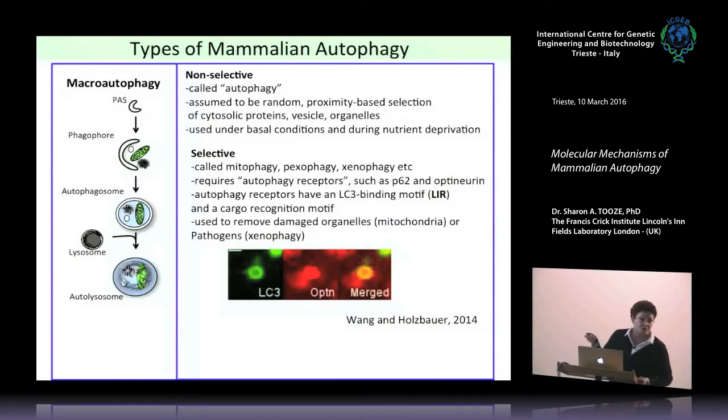There's also pexophagy, which is removal of damaged peroxisomes, and xenophagy, which is removal of bacteria, and this requires these autophagy receptors, of which one is called optineurin. These autophagy receptors have a small motif in them, which binds LC3, and then they usually have a larger domain, which binds the cargo. The cargo in this case would be the mitochondria, and we now understand very well that it's through ubiquitin that the autophagy receptor binds to the mitochondria and to the LC3, allowing sequestration of this damaged mitochondria into the autophagosome and degradation in the lysosome.